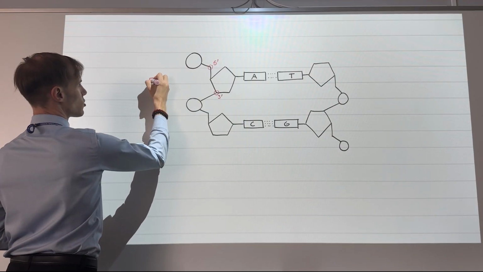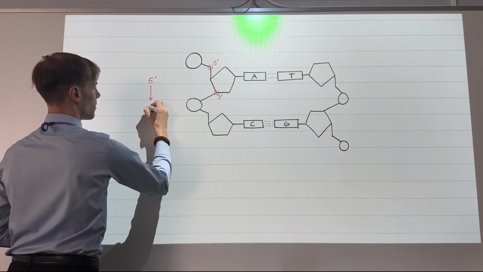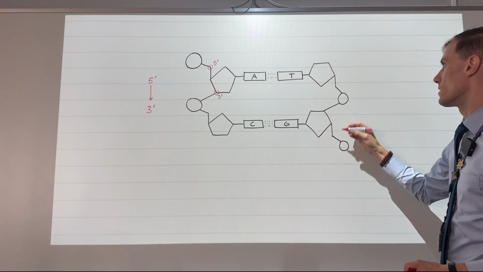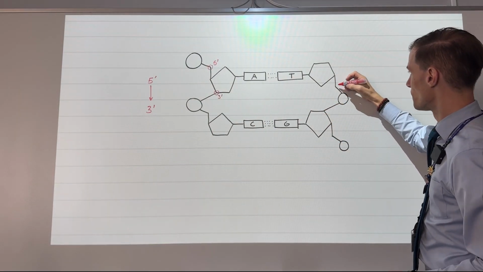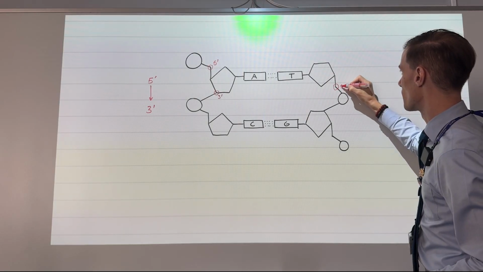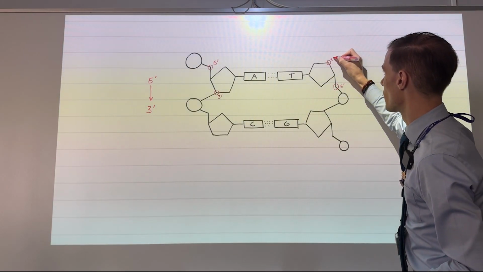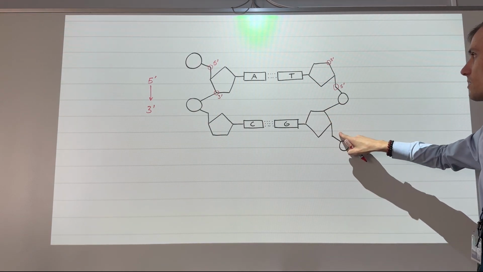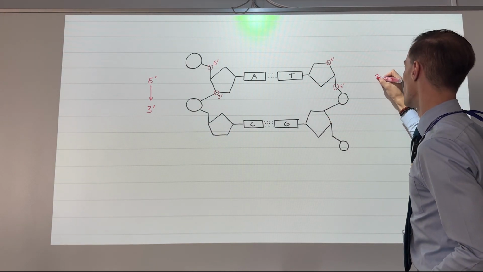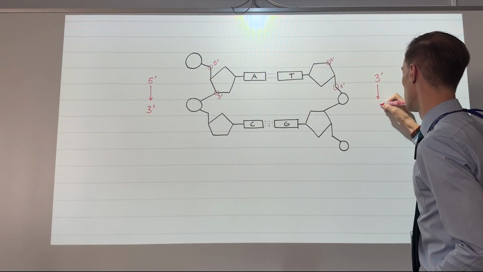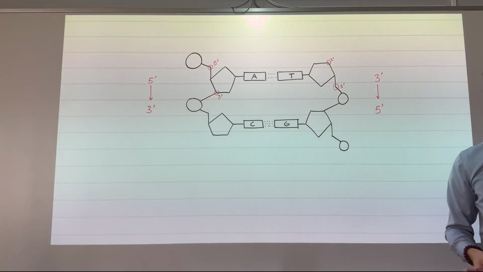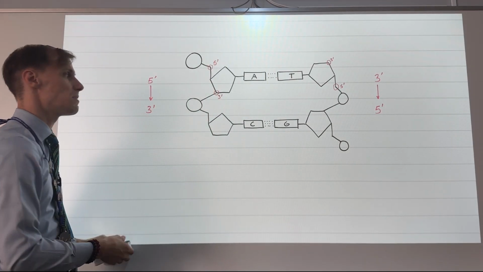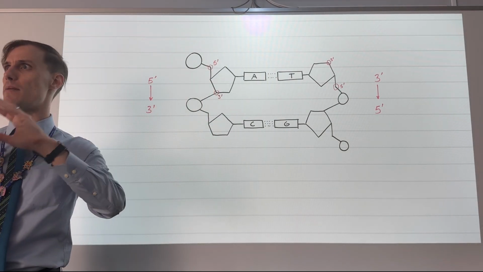So I could say this strand is going 5' to 3'. On this strand, I can see that this right here is my 5' carbon, this is my 3' carbon. So that would be 3' to 5'. So this strand is going 3' to 5'. So on a test or whatever, if you see a diagram, you should be able to deduce where's the 3' end, where's the 5' end.